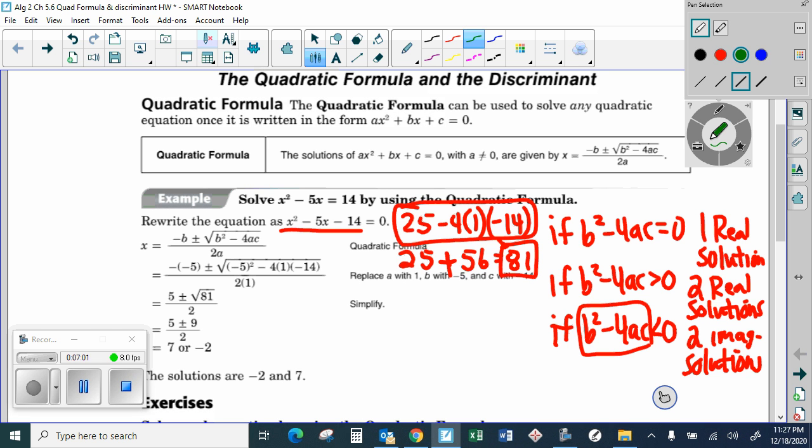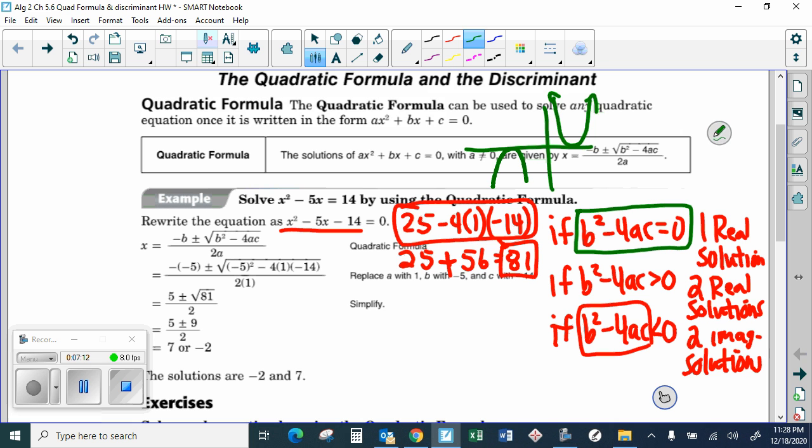Now graphically, let's talk about what this does graphically. If I have one real solution, this one right here, I'm going to draw a quadratic. That means it's going to hit the x-axis and bounce back up, or hit the x-axis and bounce right back down. You get the same answer twice. That's what the green one does.